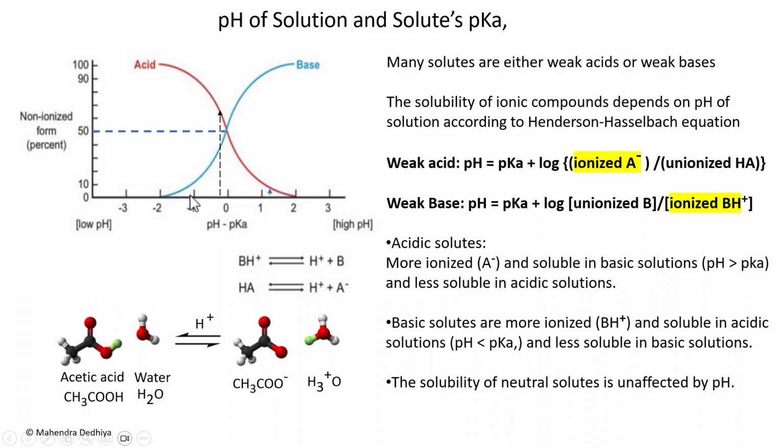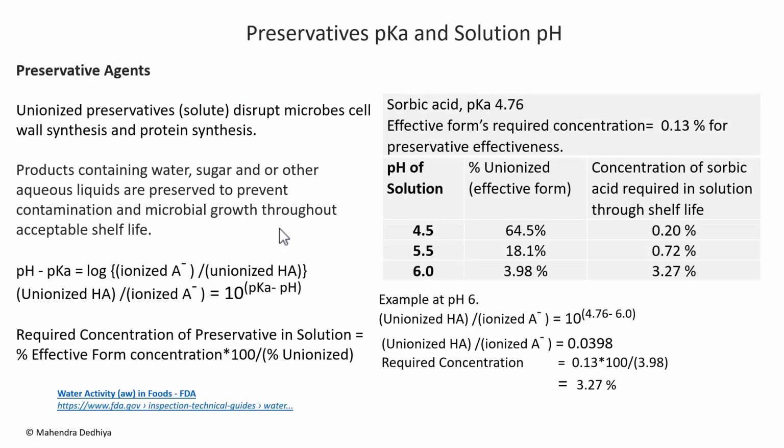This particular graph shows for acidic molecule, if the difference between pH and pKa is minus 0.3, almost 60% will be in non-ionized. If pH minus pKa is greater than 1, as shown here, less than 10% will be in non-ionized form. Rest of that will be in ionized form. Acid will dissolve more in this pH. So let's look at the practical example.